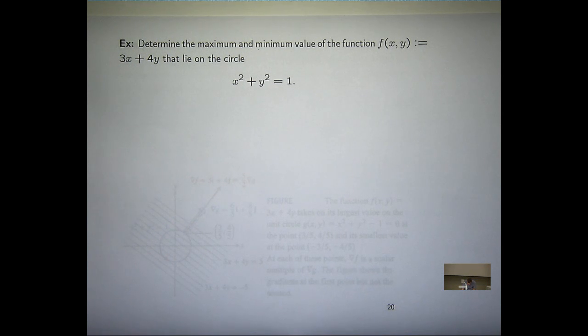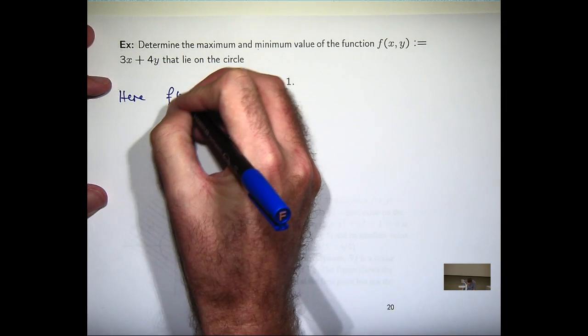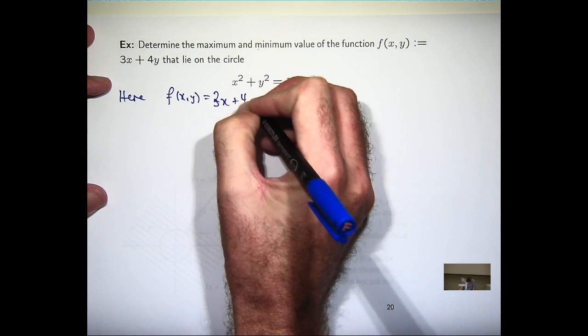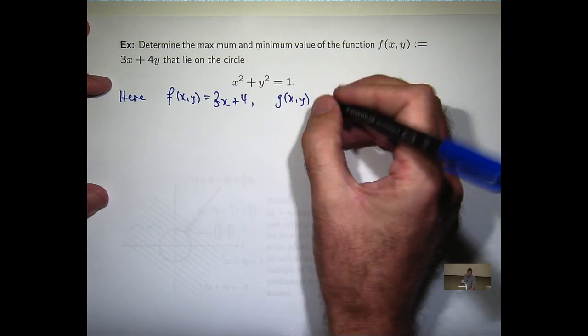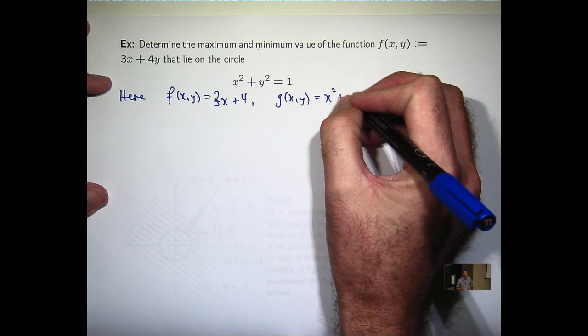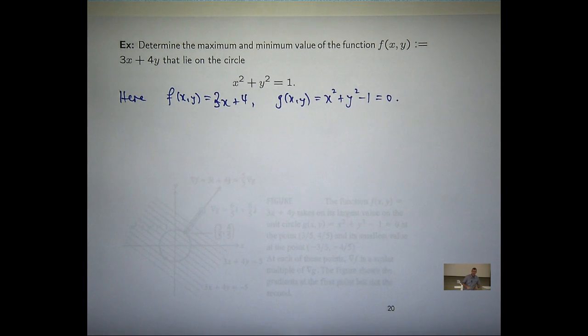So this is our function, and our constraint equation, just by rearranging this, is just this. So let's write down the Lagrangian and calculate the critical points.